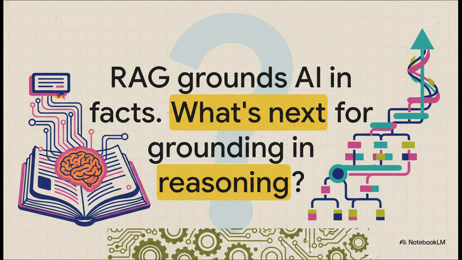So there you have it. RAG is a massive leap forward. It takes our incredibly powerful language models and turns them from creative generalists into reliable experts that have a perfect memory of your data. It grounds them in a source of truth. But that leaves us with one last really fascinating question to think about. If RAG is the technology that grounds AI in facts, what's the next great leap that will ground it in true, multi-step reasoning? That's the next frontier.